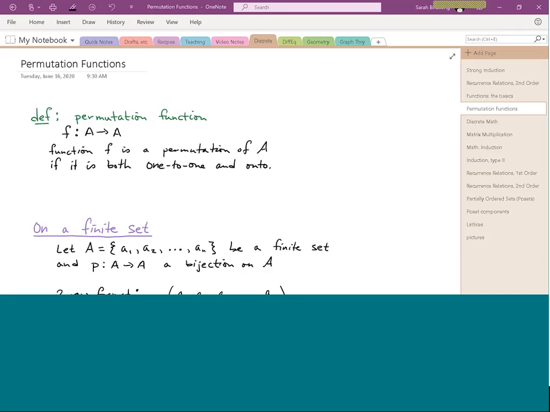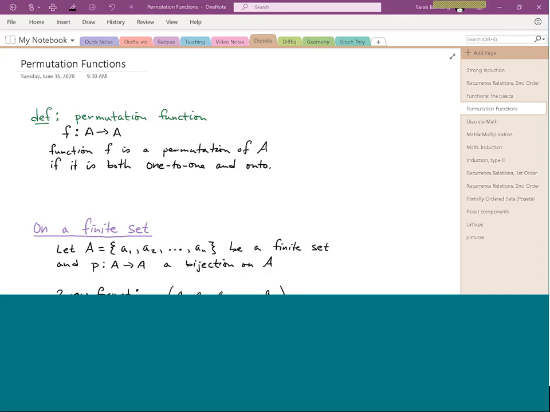Okay? Now, in order to be a permutation function, this is a function that is a bijection. Now, if you forget the word bijection, the key words you do need to know here is that your permutation function is both one-to-one and onto, and those two sets before and after the arrow both have to be the same.